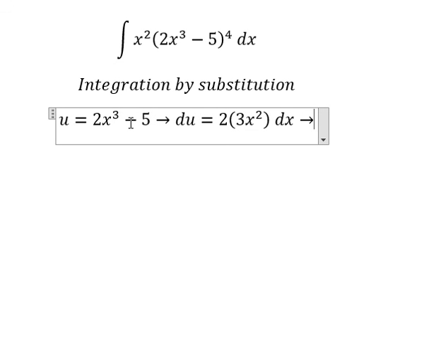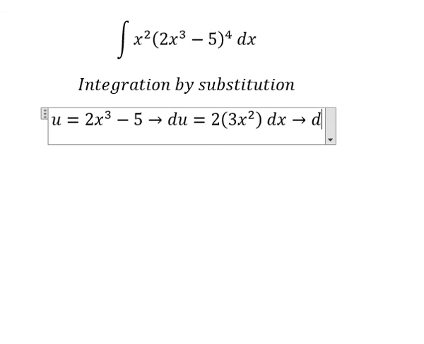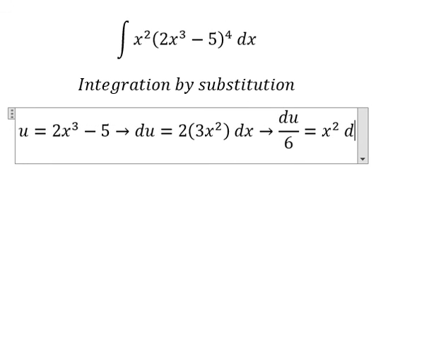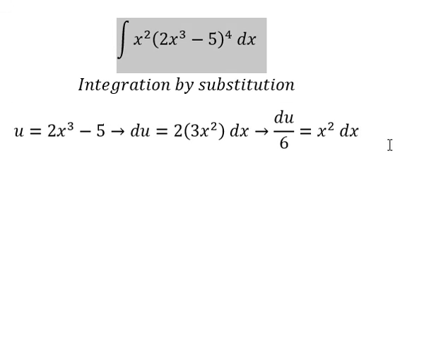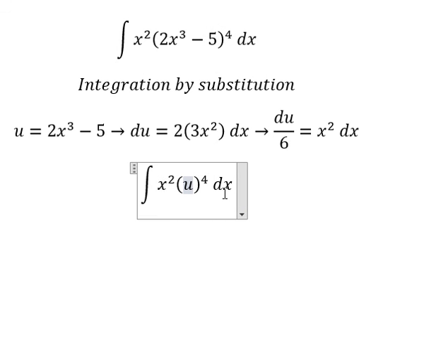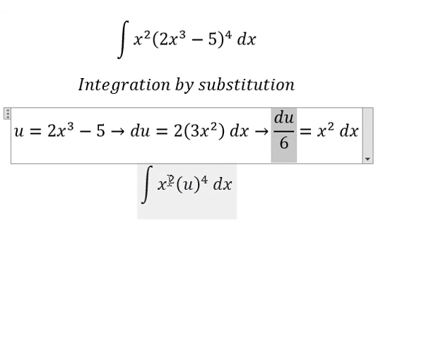This one is the constant, so you get 0 in here. Because we don't have the number 6, we divide both sides by 6, and we have x squared dx. This one we change to u. x squared dx we change to this one.